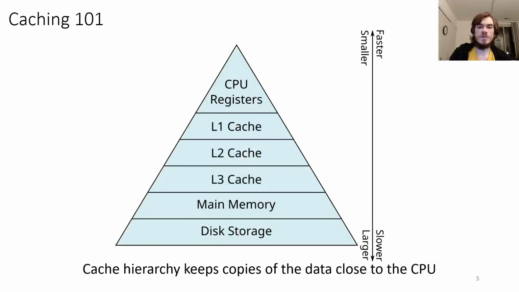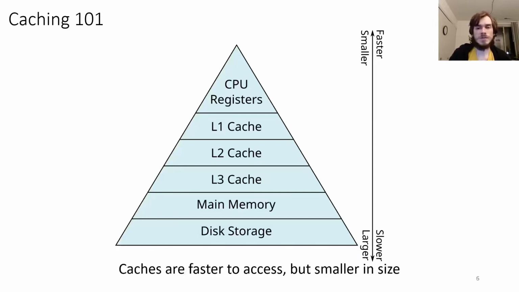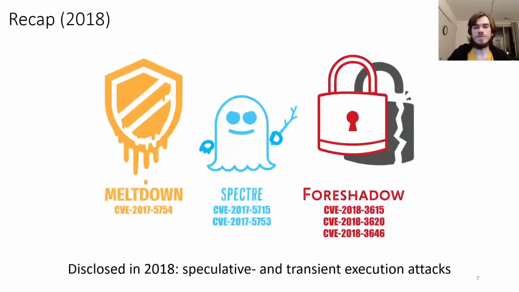So how do we overcome that? Well, we have a cache hierarchy that keeps copies of the data close to the CPU. So we have a level 1 cache that's small and fast, we have a level 2 cache that's a bit larger but a bit slower to access, and finally the level 3 cache can be pretty large but is also pretty slow to access, but still faster than your main memory. So keep in mind, caches are faster to access, but they're also smaller in size.